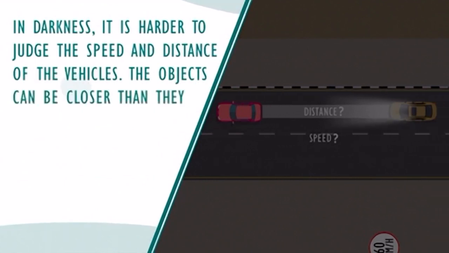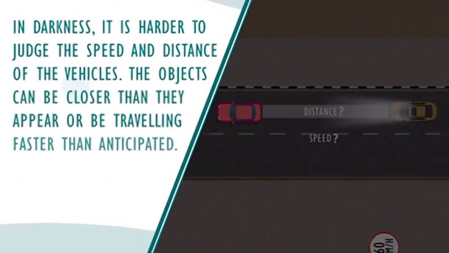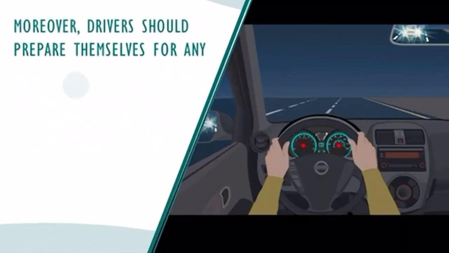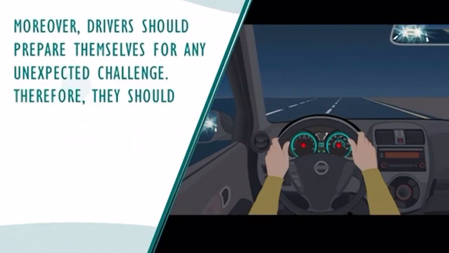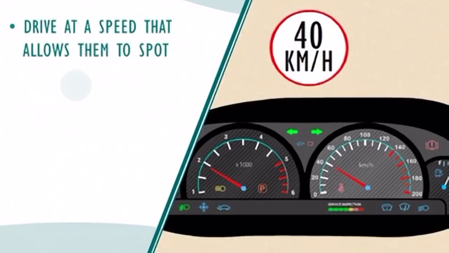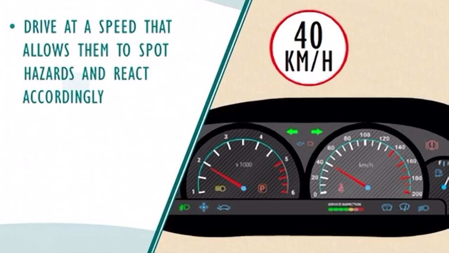Back off. In darkness, it is harder to judge the speed and distance of the vehicles. The objects can be closer than they appear or traveling faster than anticipated. Moreover, drivers should prepare themselves for any unexpected challenge. Therefore, they should back off, which means drive at a speed that allows them to spot hazards and react accordingly.